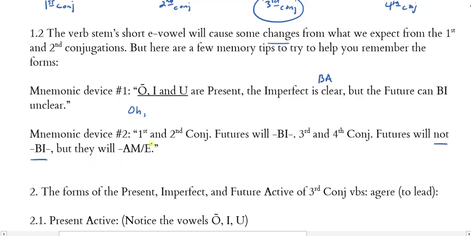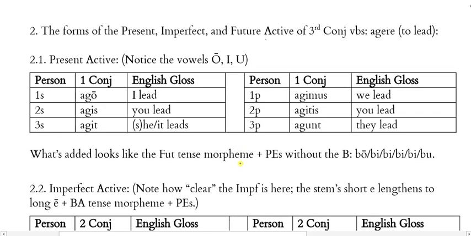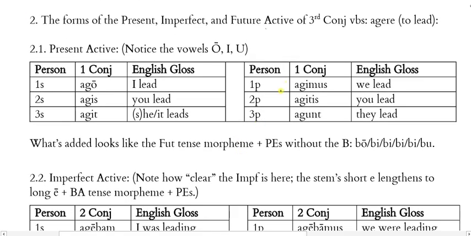Okay, so once again, first and second conjugation futures will be, third and fourth conjugation futures will not be, but they will e. And so let's look at the forms of the present, imperfect, and future active of the third conjugation verb forms. We're going to use agere, to lead, as our paradigm. And these mnemonic devices will come into play here.